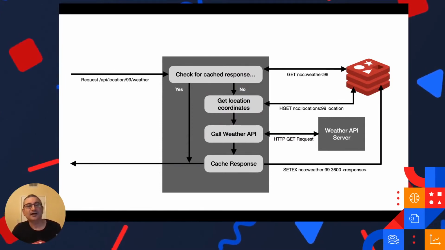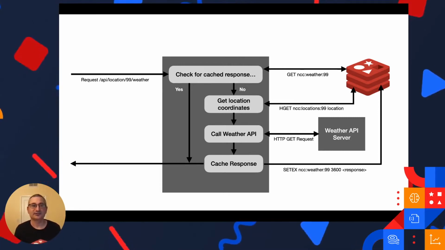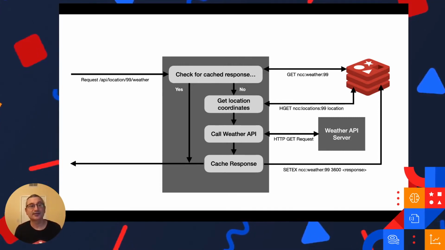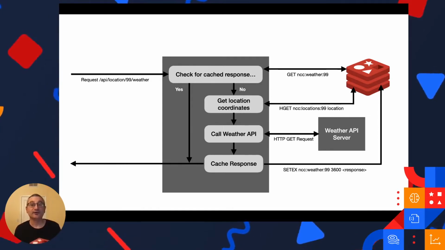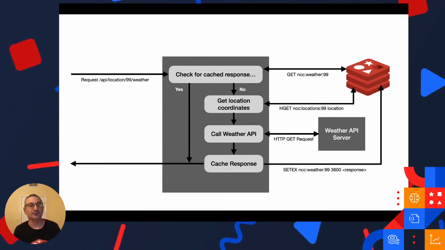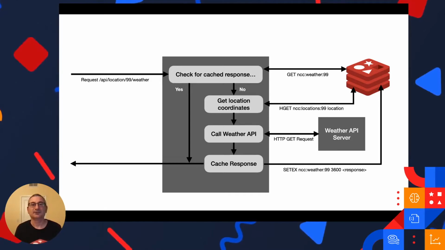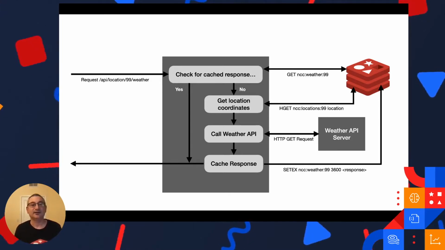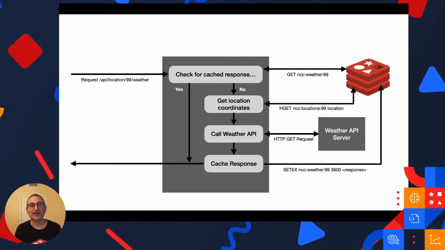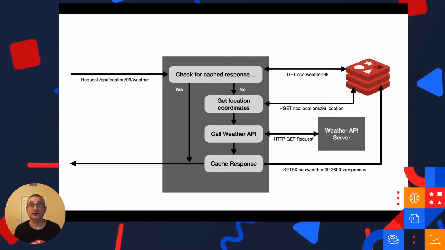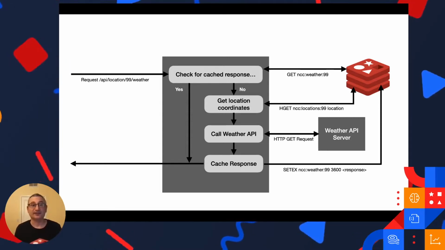So we're going to have a route in our API server. It's going to be /api/location/{location ID}, so 99 in this case, /weather. And what that's going to do is, one way or another, return the weather for that location as a JSON document. So the first thing we're going to do in that route is we'll have a middleware function that checks if we've seen that data recently. So it's going to try and get that data from Redis, and we'll use the key schema ncc:weather:{location ID} for that.